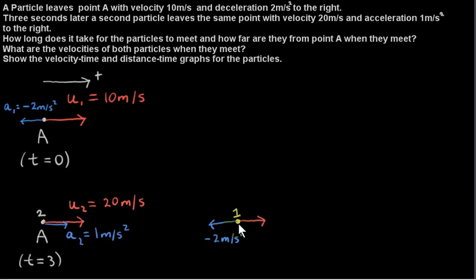We see that particle 1 is slowing down. Eventually it will stop and it will reverse direction. It will then move to the left with increasing speed. However, particle 2 has positive acceleration. Particle 2 will continue moving to the right with increasing speed.